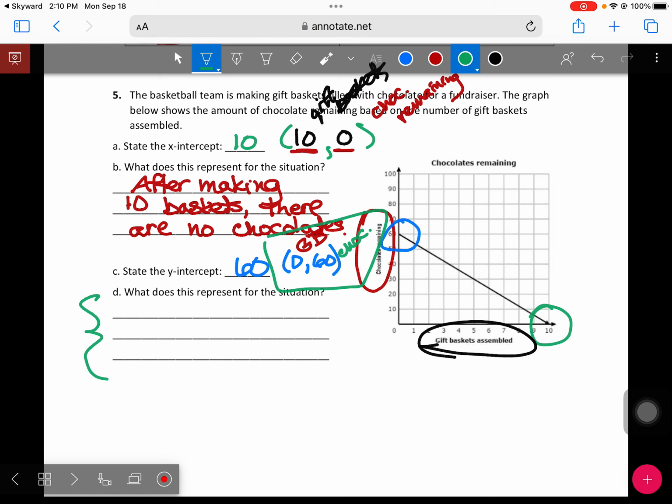Before making any baskets, they had chocolates. They had 60 chocolates. Yeah, before making any baskets, that's where you have 0 baskets. Before assembling, before making any gift baskets, comma, they had 60 chocolates.